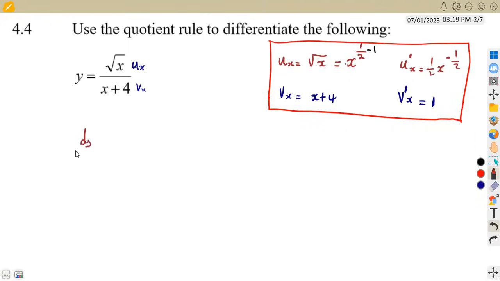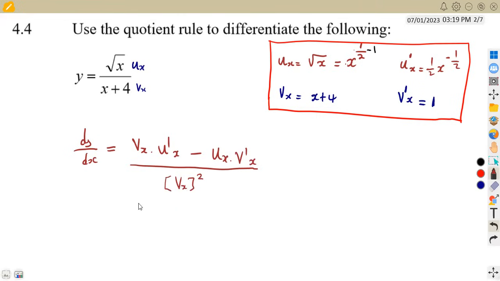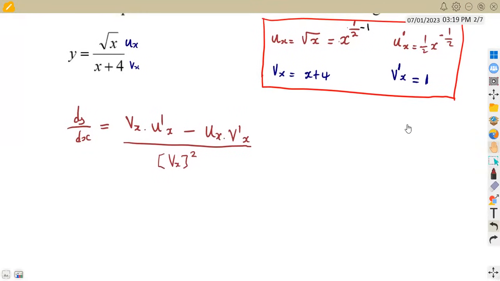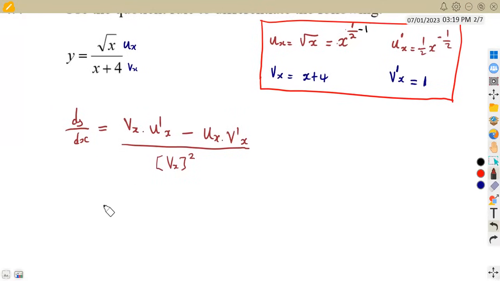Remember our formula always, I'm just going to rewrite this so that we properly understand what you are referring to. So this is vx times the first derivative of u minus ux times the first derivative of v, everything over vx squared. The denominator is the one that you raise to the power of 2. So from this information that we have listed here, all we need is to just substitute our values.